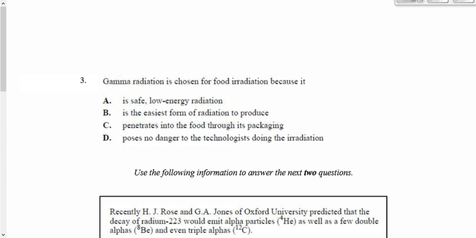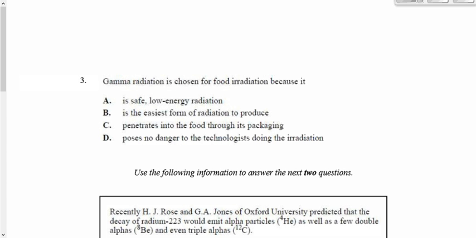Next one, number 3. Gamma radiation is chosen for food irradiation because, what do we know about gamma radiation? Is it safe? No. Is it low energy? No, definitely not. Is it the easiest form of radiation to produce? Definitely not. What would the easiest one to produce be, probably?